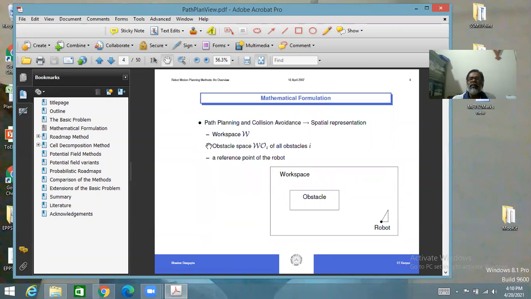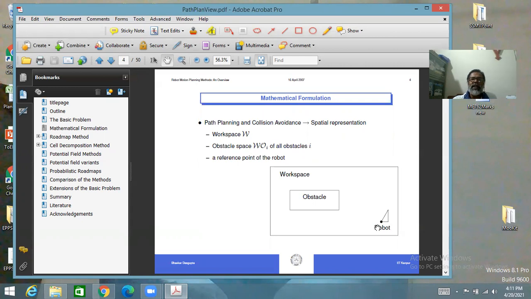Now, to solve that problem, how do we mathematically formulate it? So path planning involves collision avoidance. And therefore, to begin with, we need a spatial representation of the workspace, its obstacles, and the robot. So you have a workspace, a region in space, in which, this is an example, or you can also call it schematic, but not exactly schematic, it is an example. So each obstacle covers some space, so that you can denote as WO_i, the space of obstacle i. Such obstacle spaces, when you put together all the obstacles, make up the obstacle space. The remaining part will be free.